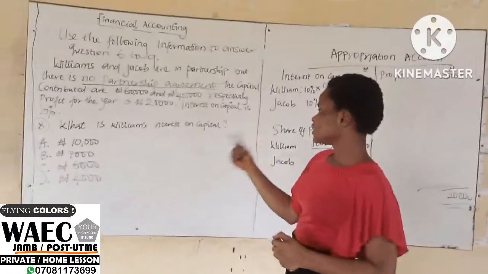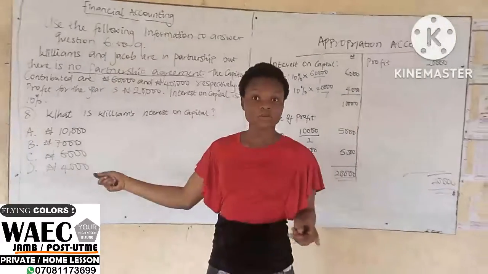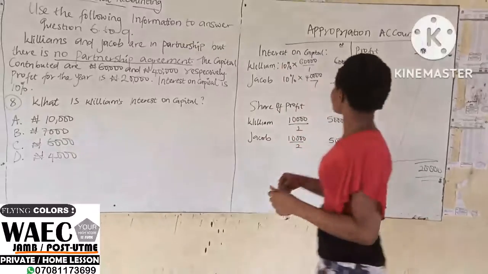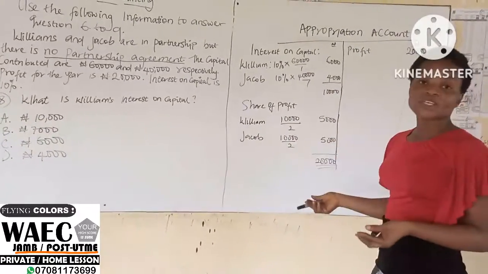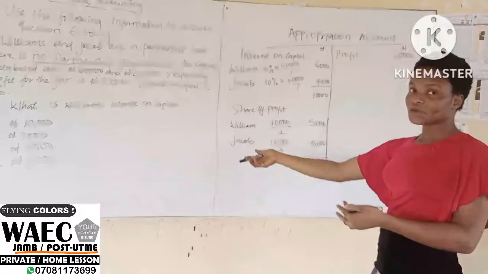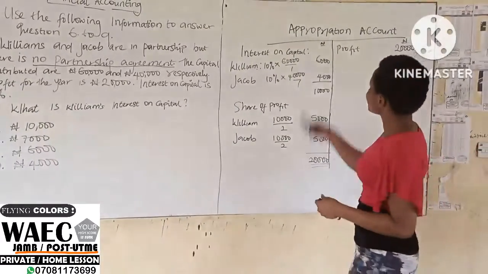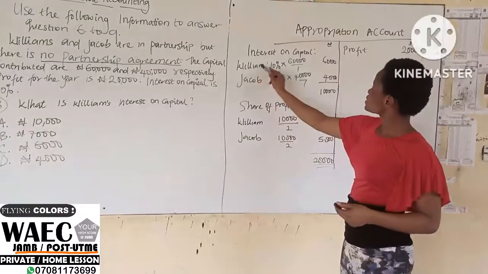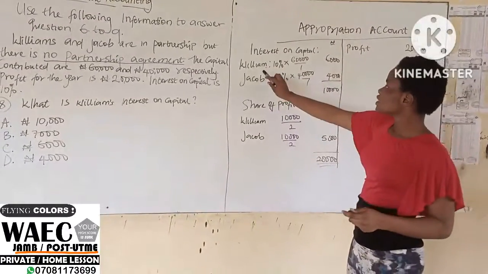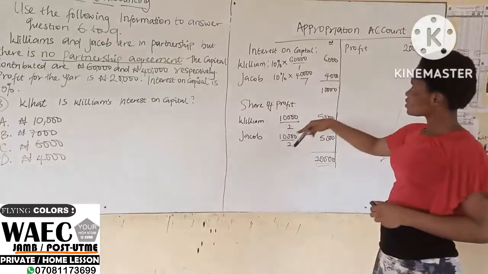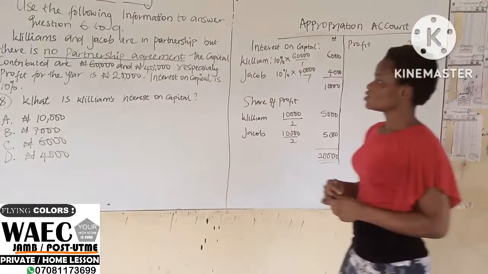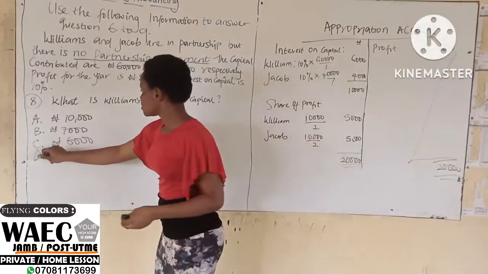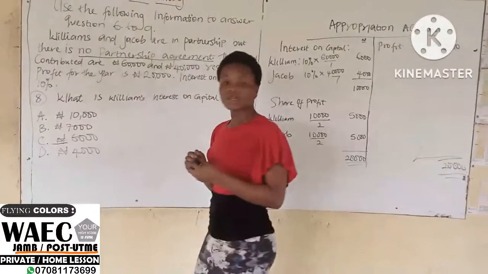Okay, we go back to question number 8. What is Williams' interest on capital? Once you are done with this, it will be easier for you to answer the following questions that come under the partnership. So when looking at the solvings which we did earlier, we will see that the interest on capital for Williams is 6,000, while for Jacob is 4,000. So Williams' interest on capital is option C, which is 6,000.